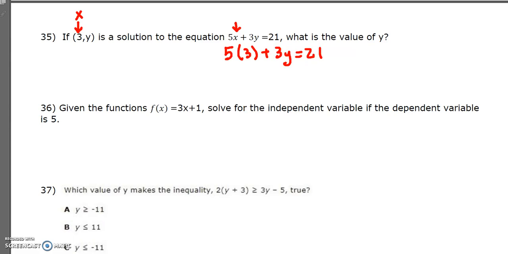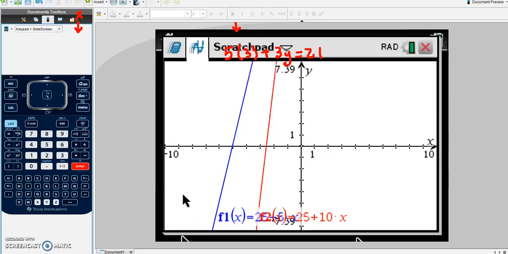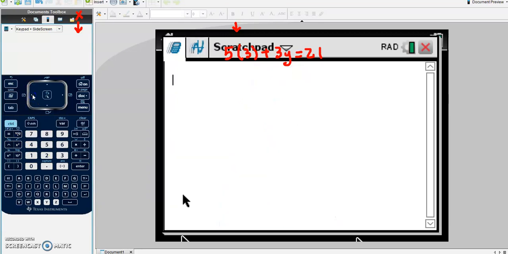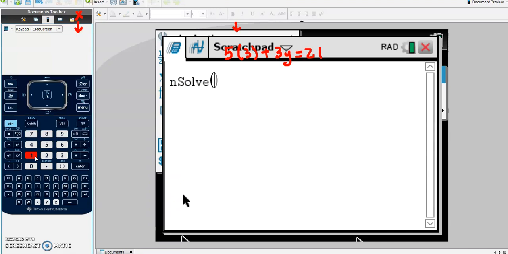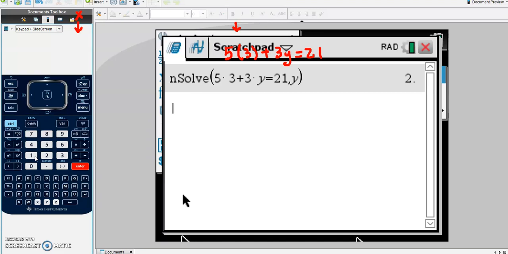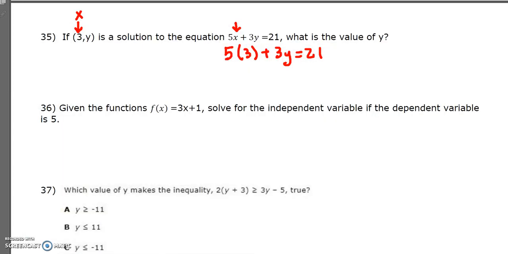We can do it by hand. We can do lots of things in the calculator. I think I'm going to go to the calculator and put it in InSolve so we can practice that. So let me clear this. We want to go back to Scratchpad. Okay, InSolve was menu 3-1, and my equation was 5 times 3 plus 3y equals 21, and I'm solving for y, so I'll put comma y, and I hit enter, so it looks like my answer would be 2. So the y value is going to be y equals 2.